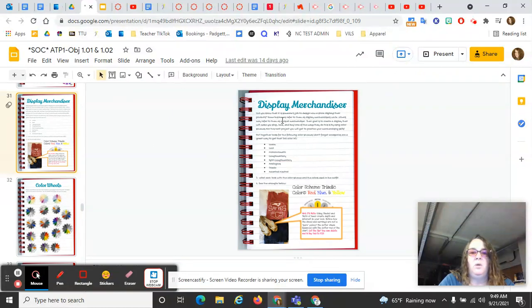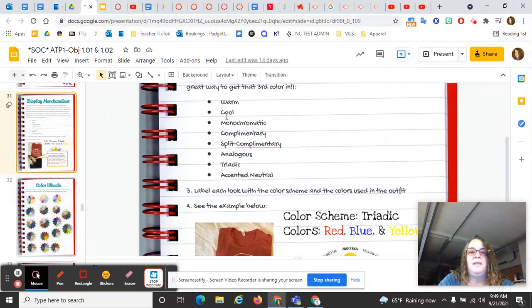on slide 31, it tells you that you are creating merchandise displays. Now, guys, you can use your own clothes that you have at home, which would be great, or you can Google search. You are going to create color schemes based on these 8 color schemes. You have warm, cool, monochromatic, complementary, split complementary, analogous, triadic, and an accented neutral.